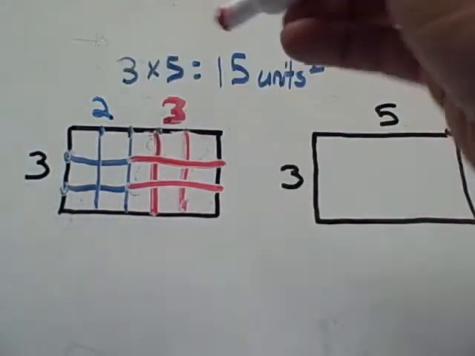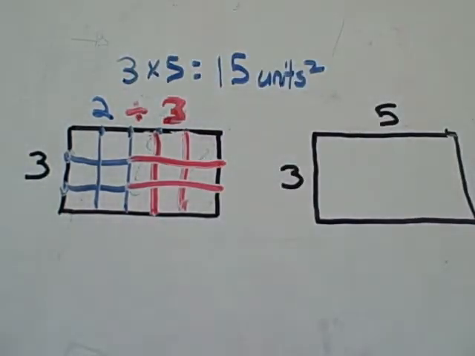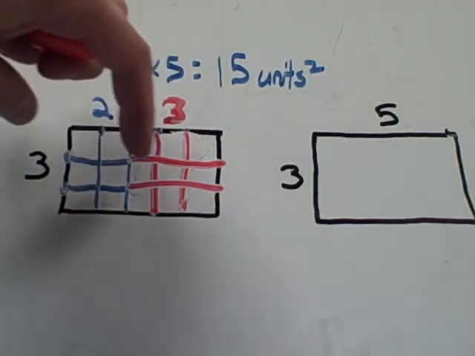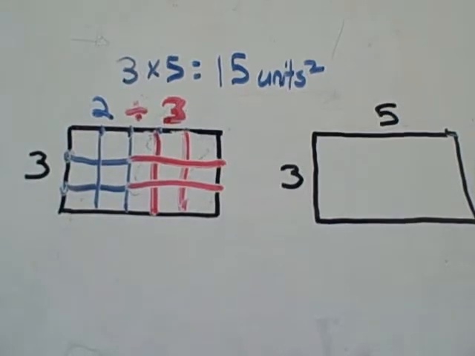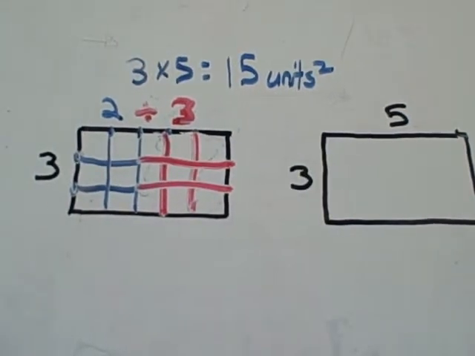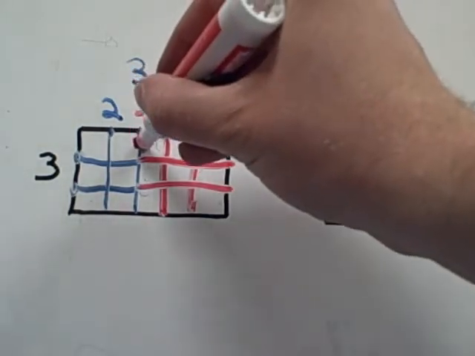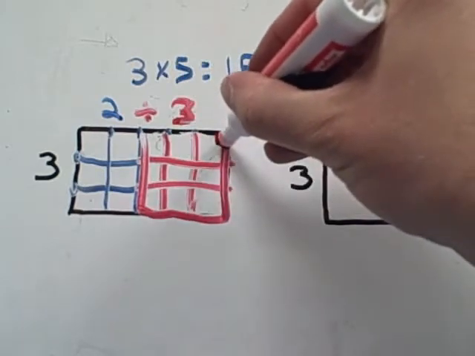Is it the same rectangle as before? Does it have the same area? 1, 2, 3, 4, 5, 6, 7, 8, 9, 10, 11, 12, 13, 14, 15. Yes, it still has an area of 15 square units. But the difference is, now we're going to split it up into 2 rectangles, a red one and a blue one.